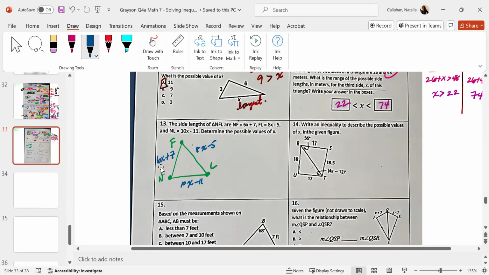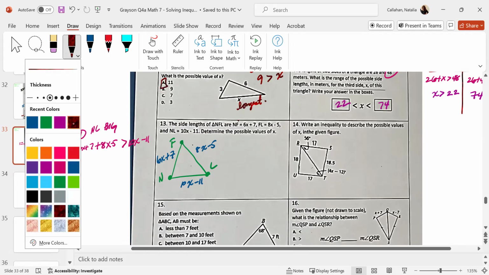You label everything? Now we're going to set everything in inequality. Let's assume there are three scenarios. First scenario is NL is the big one. In which case you'll do 6x plus 7 plus 8x minus 5 has to be greater than 10x minus 11. That's your first scenario.